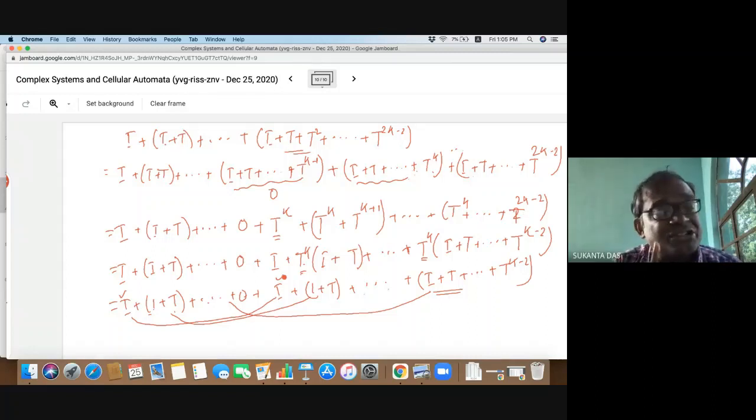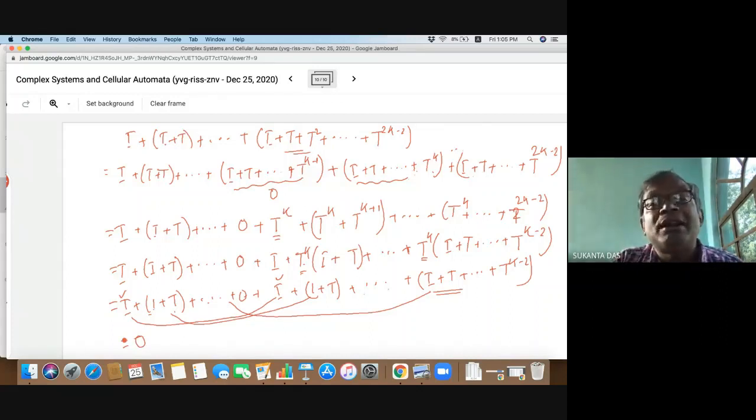Our binary CA, so the operation is modulo 2 operation, or XOR we are doing here, right? So I XOR I, X XOR X, what is the output? Always 0. So I XOR I is 0. I plus T XOR I plus T is 0. So we are always doing modulo 2 operation. As a result, we get 0.